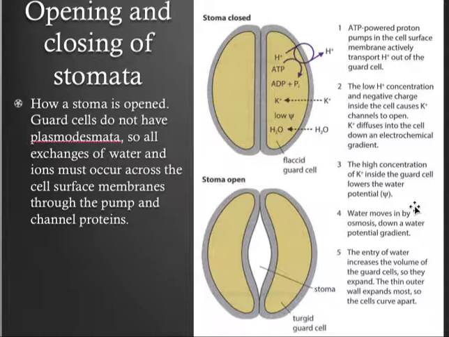At the same time, calcium ions also stimulate the closure of the channel proteins that allow potassium ions to enter. And the loss of these ions raises the water potential, so water passes out by osmosis. And then those guard cells become flaccid, and the stomata close.